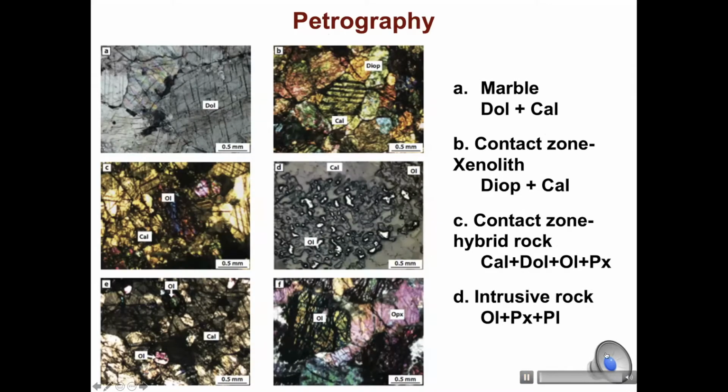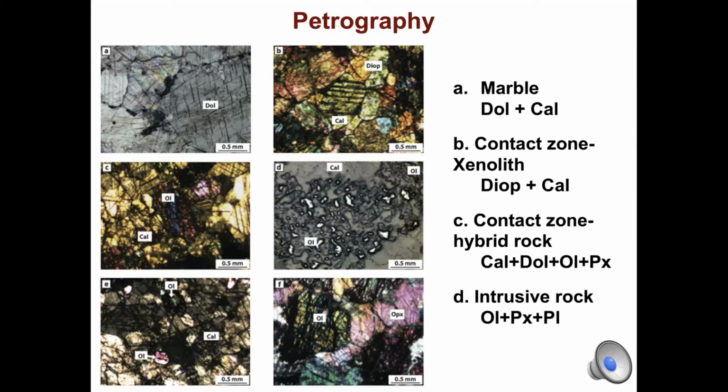The country rock marbles are composed of dolomite with a small amount of calcite. In the contact zone, xenoliths consist of diopside with minor amounts of calcite. The original marble has already been decarbonized. In the contact zone, xenoliths are also present within hybrid rocks.